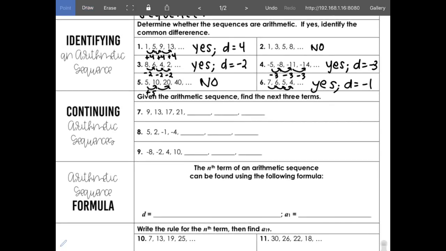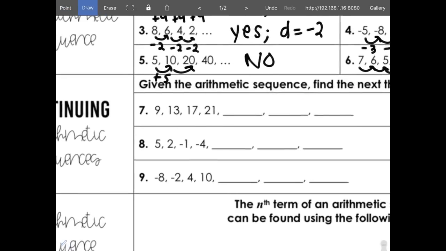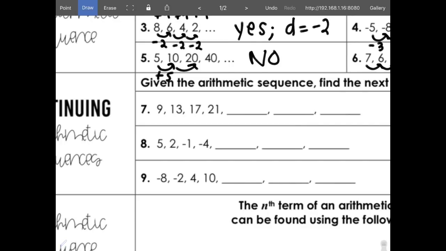Okay, the next thing we're going to do is continue arithmetic sequences. Given the arithmetic sequence, find the next 3 terms. It's telling us it's arithmetic, so we just have to find the next 3 terms. Let's look here. 9 to 13, adding 4, adding 4, adding 4. So add 4 to 21, we get 25. If we add 4 to 25, we get 29. If we add 4 to 29, we get 33.